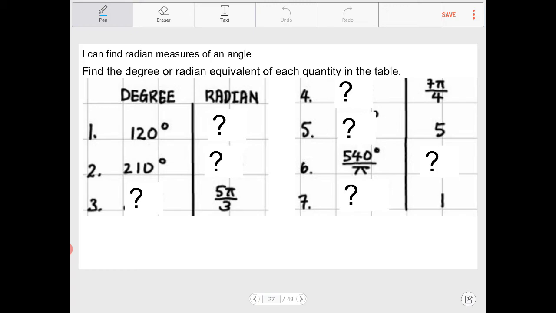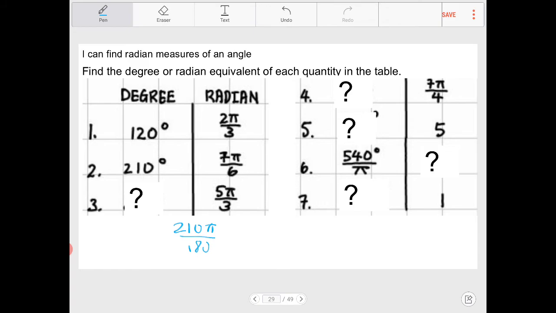The radian measure going from 120 degrees comes out to 2 pi over 3. Why is that? Because I do 120 pi over 180, and 120 over 180 is in fact 2/3. Next, I have 210 degrees, converting that to radian measure. Same thing: I do 210 pi over 180, and 210 over 180 reduces down to 7/6, so 7 pi over 6.